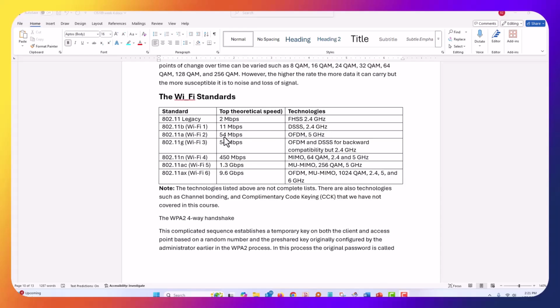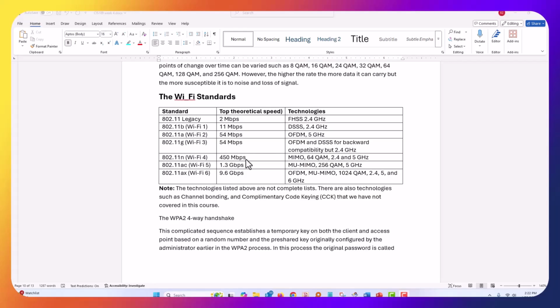A came out after that at 54 megabits per second. Quite a jump there. And it was using OFDM and 5 gigahertz. And those are the main reasons we got these higher numbers. Now G actually was pretty cool. It managed to keep 54 megabits per second, but at 2.4 gigahertz. And it used OFDM and DSSS. Actually, the DSSS was for backward compatibility. It managed to do it with 2.4, which was cool because it now got the higher range that 2.4 gets as far as distance, but still got the 54 megabits per second.